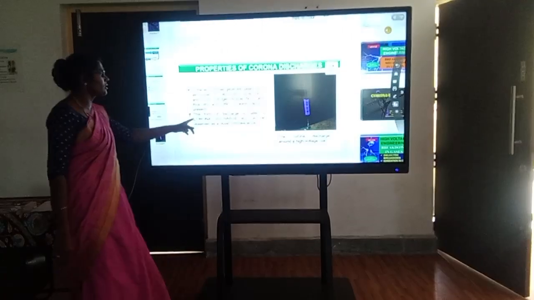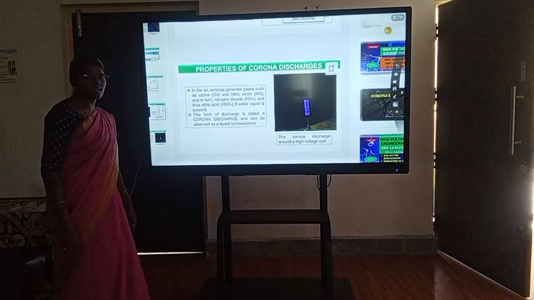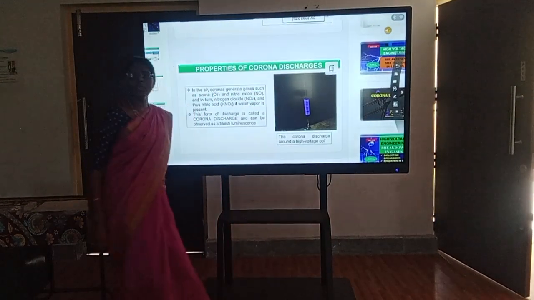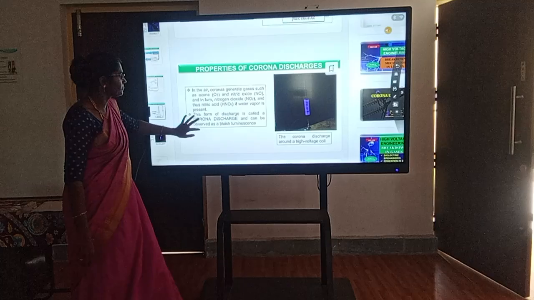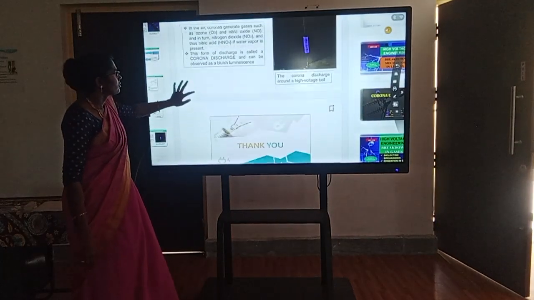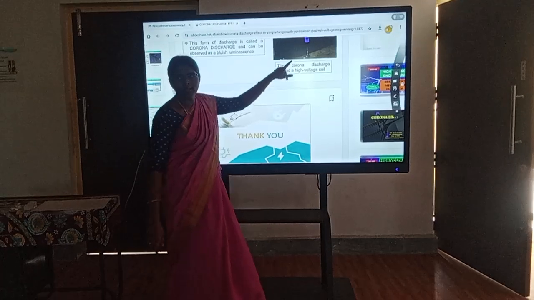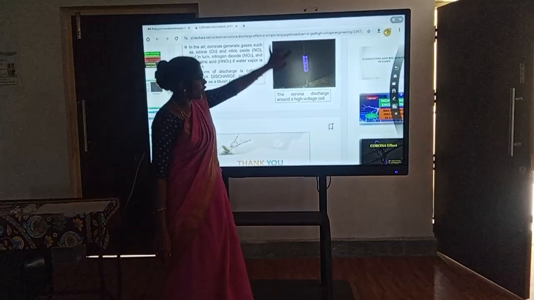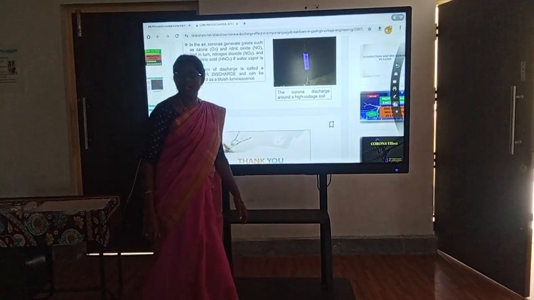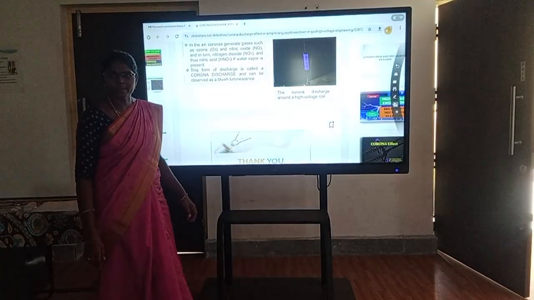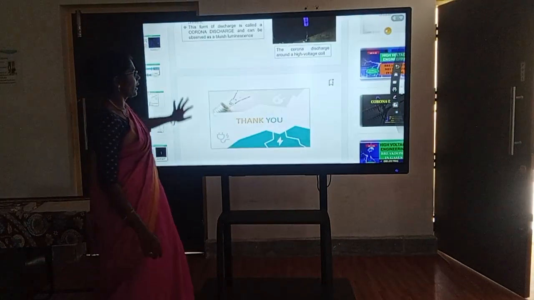So this form of discharge is corona discharge, and basically we see it as a bluish color. This is how the corona discharge appears about a high voltage coil. This is the high voltage coil. If corona discharge occurs there, it is indicated by a bluish color. So that's all about corona.